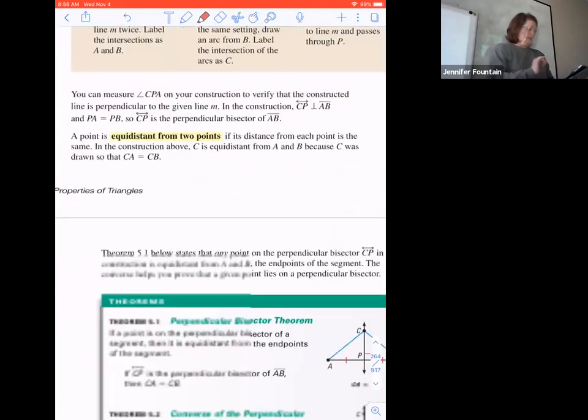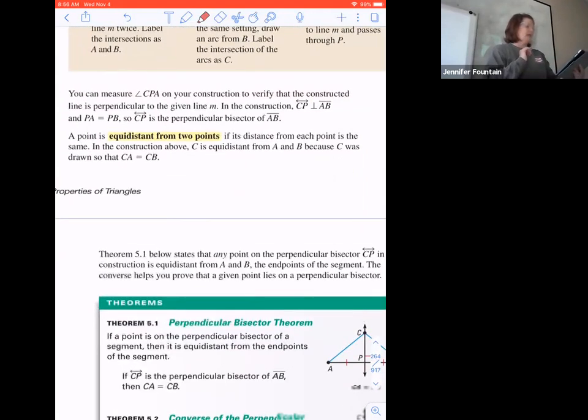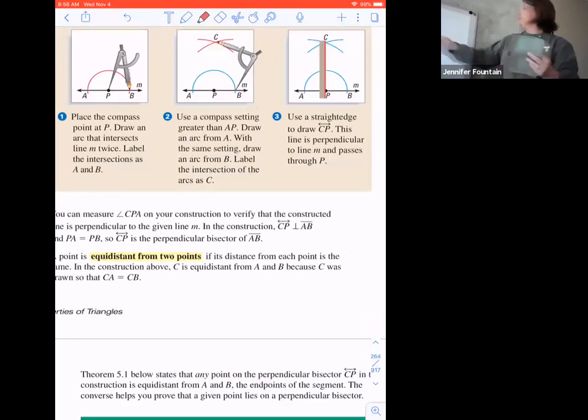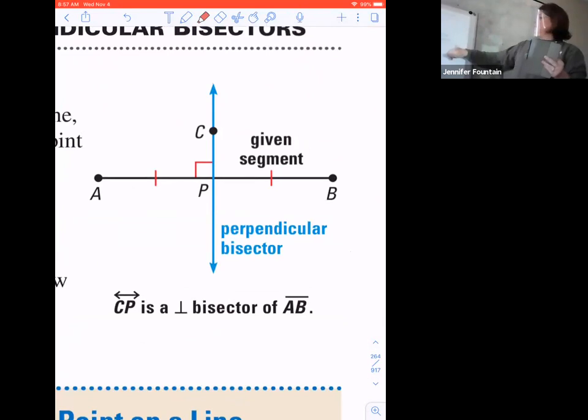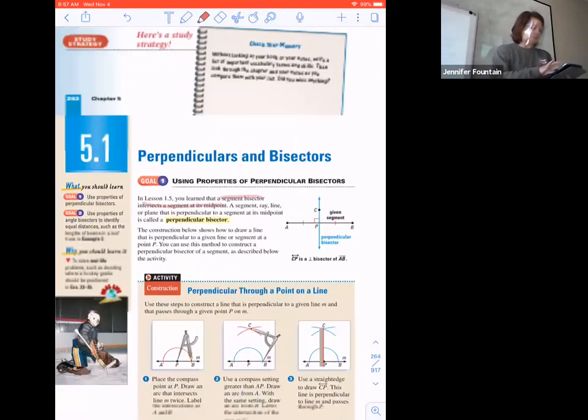All righty. At the very bottom, a point is equidistant from 2 points if its distance from each point is the same. So remember, equidistant is going to mean same distance. And so you can see that when I have my construction, or when I look at this diagram, I can see that B is equidistant to P as A is to P. Okay, so they are the same distance.